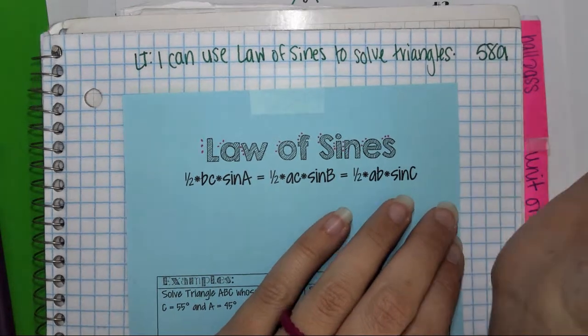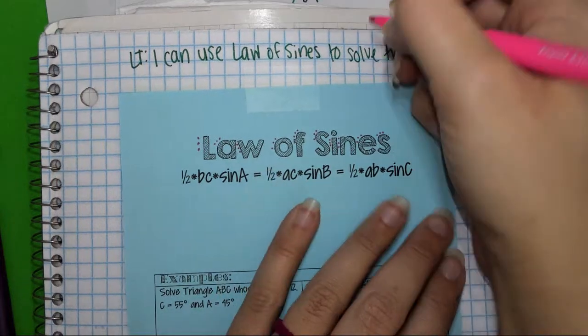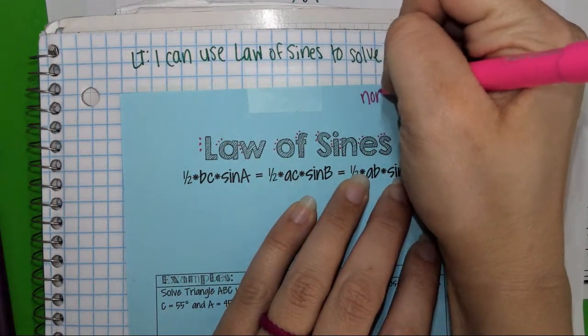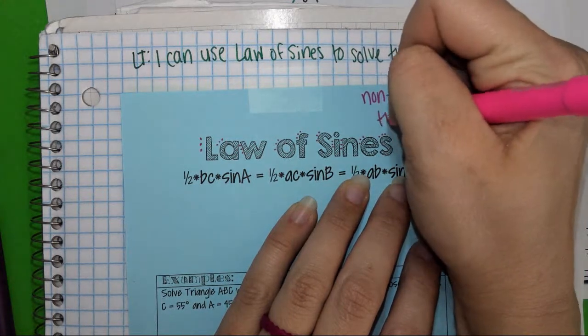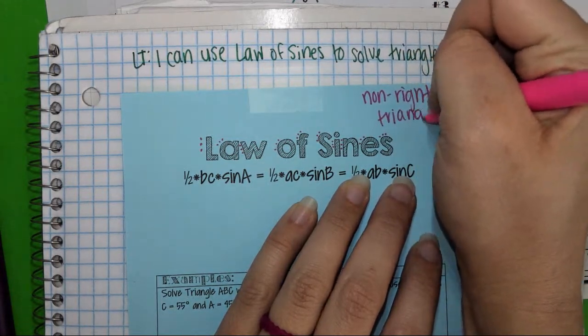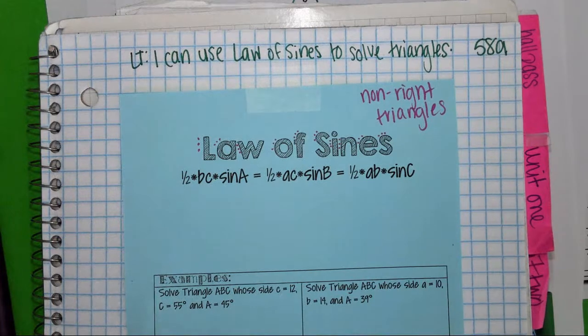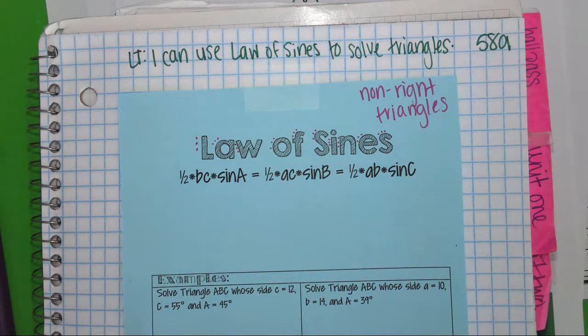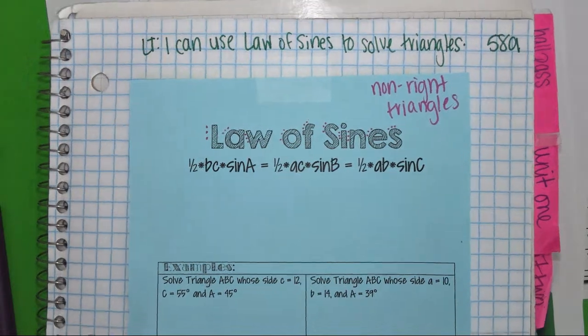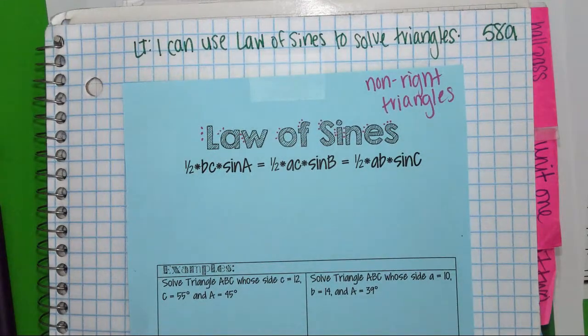So you use law of sines on non-right triangles. And law of sines is basically a set of ratios that you can use to find missing parts. Now you have two cases when you can use law of sines: when you have an angle, angle, side triangle, or angle, side, angle.